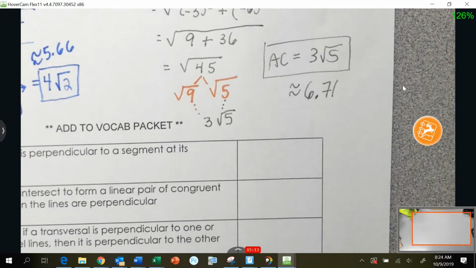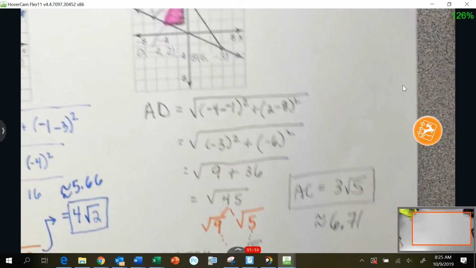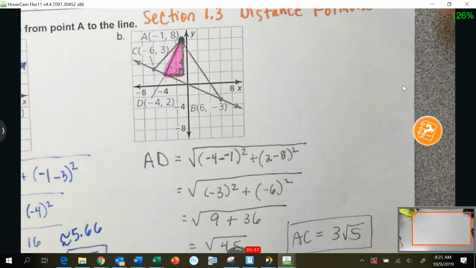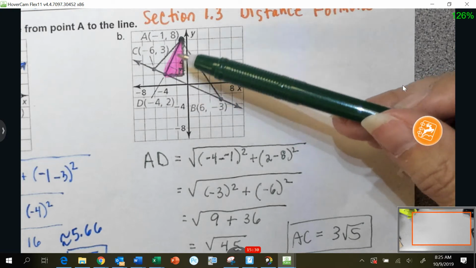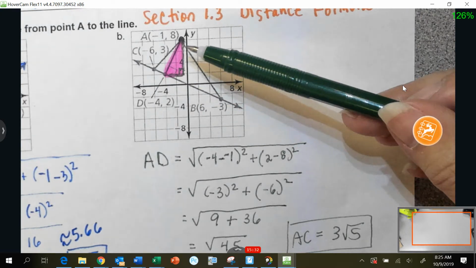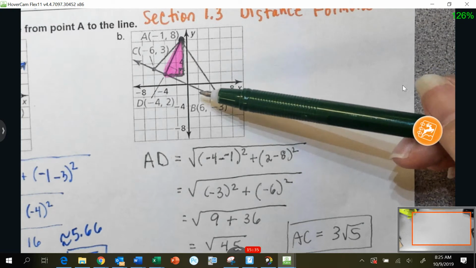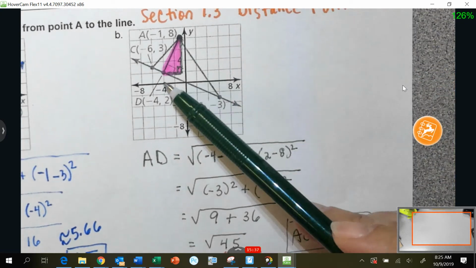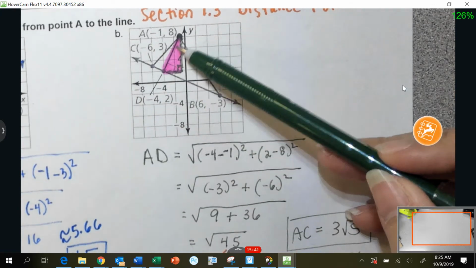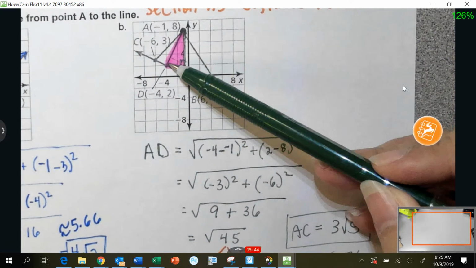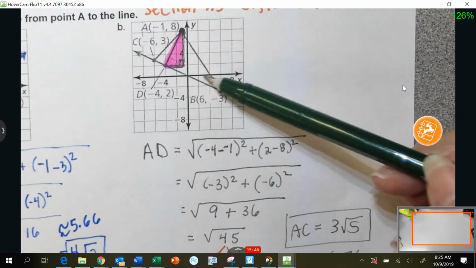Does that look correct on the graph? Does that look like it's 6.71? Or did I make a mistake? Alex, do you think I made a mistake? Does this look like 6.71? That's right. The scale is going by intervals of 2. So don't just look at the graph and be like, oh, that doesn't look right, because this is like 3 blocks. Because we're counting by 2s. Be careful with things like that.